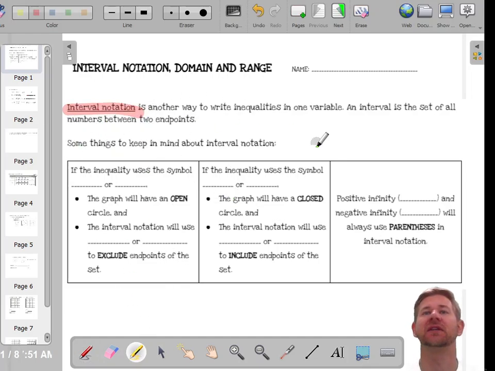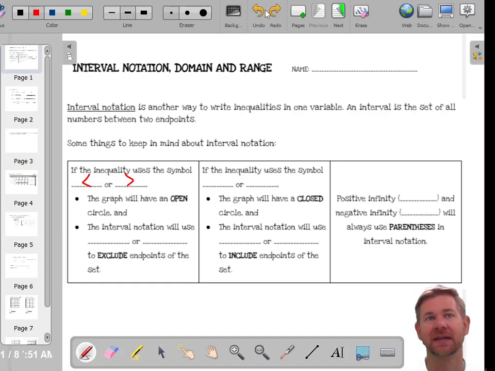Interval notation is a way to write inequalities, and we specifically are using it to describe intervals, usually along a graph. The first thing you need to know is if an inequality uses the less than or greater than symbol, we read these left to right. So for example, 2 is less than 3 is how you would read this, or 3 is greater than 2. Just so you understand how we read these.